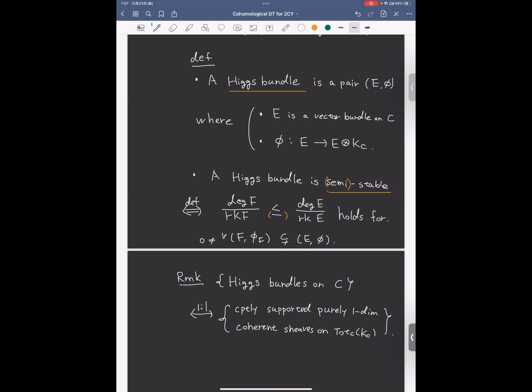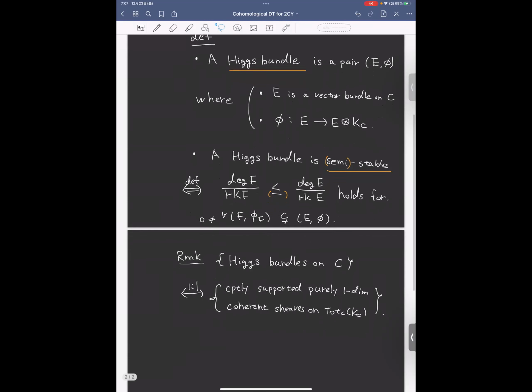This bijection is called the spectral correspondence, and this is a relative version of the fact that the category of finite dimensional vector spaces with an endomorphism is equivalent to the category of compactly supported coherent sheaves on A1. Okay. So we can define a Higgs bundle to be a purely one-dimensional coherent sheaf on the total space of the canonical bundle.